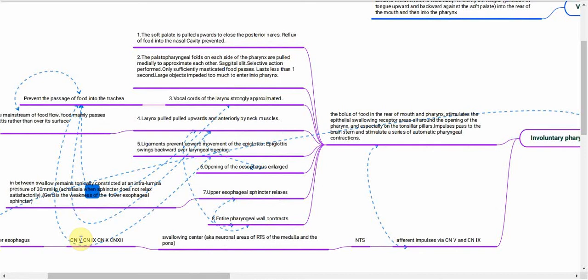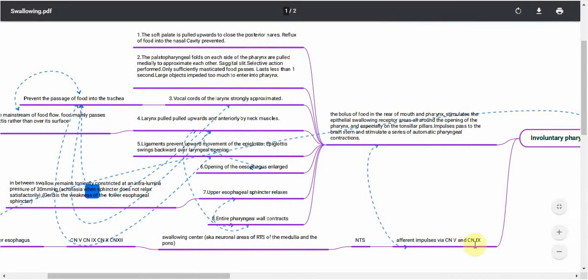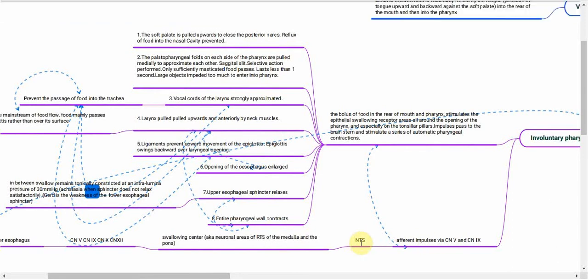The bolus of food that is propelled by the tongue into the rear of the mouth and into the pharynx via the pharyngeal opening presses against epithelial swallowing receptor areas all around the pharyngeal opening and especially on the tonsillar pillars. And what this does is that sensory impulses are generated and subsequently transmitted via the sensory fibers of cranial nerve 5 and cranial nerve 9 to the nucleus tractus solitarius in the brainstem, which is a sensory nucleus, and from there to the swallowing center.